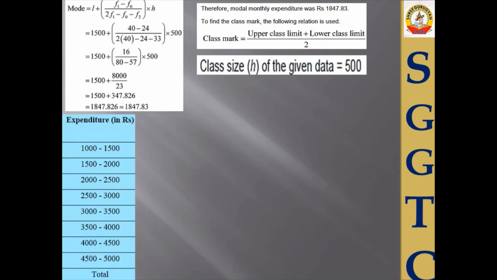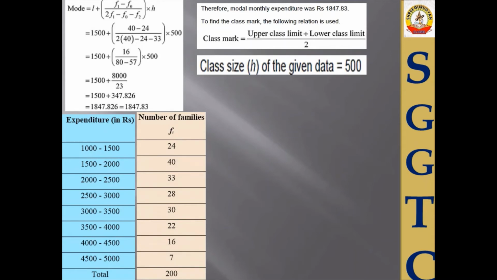It is 347.826. You calculate by long division. And the final answer is approximately 1847.83. Students, your mode is done. Now I go to the mean. So apply the class mark, (upper class limit plus lower class limit) by 2, and applying with the class size, same, 500.